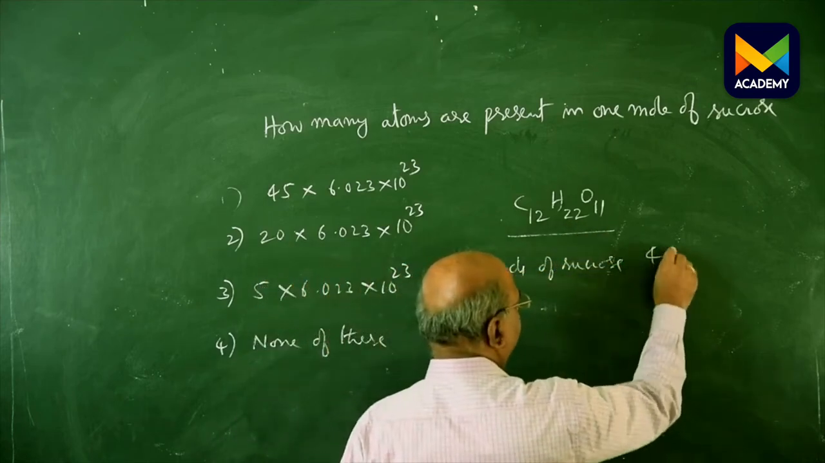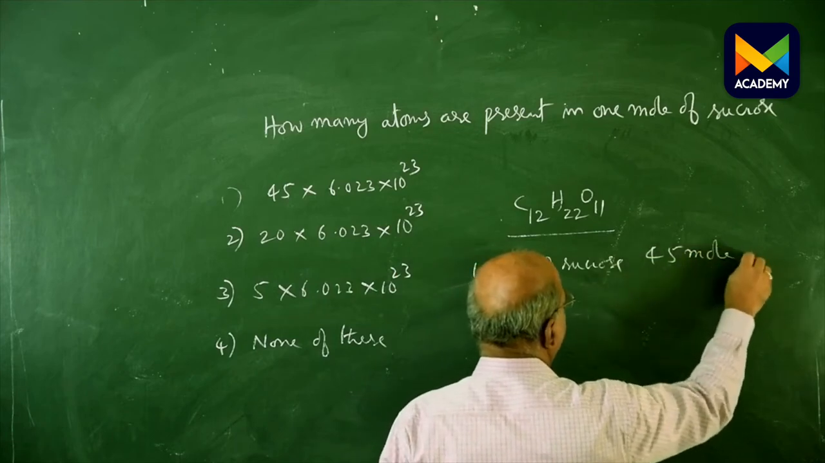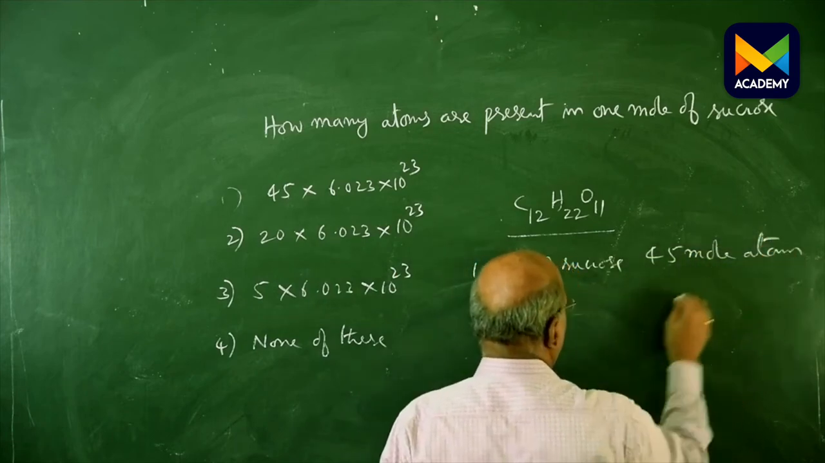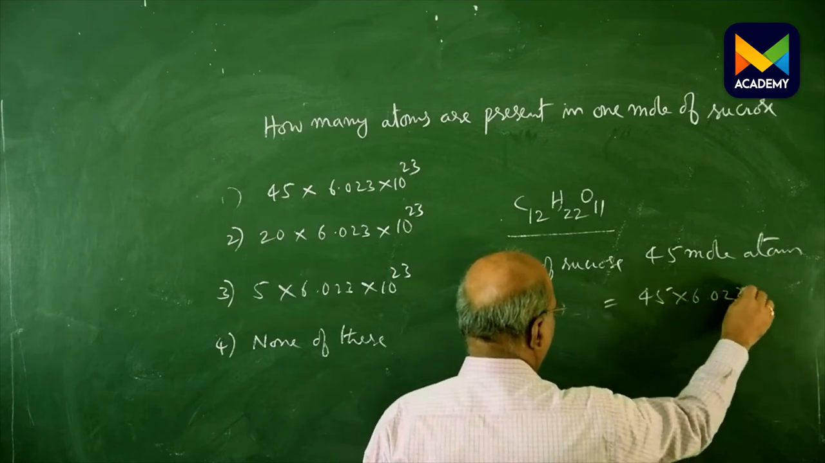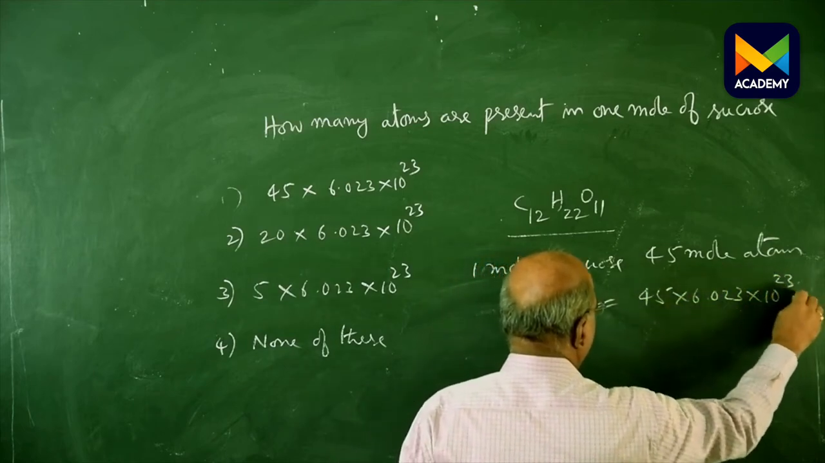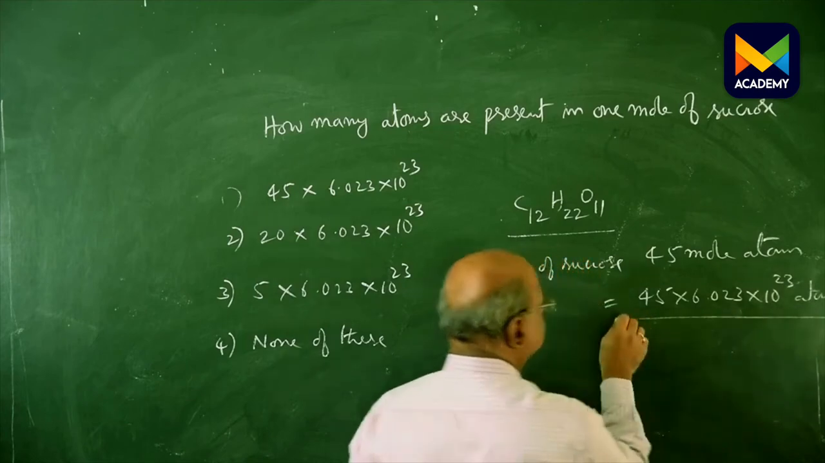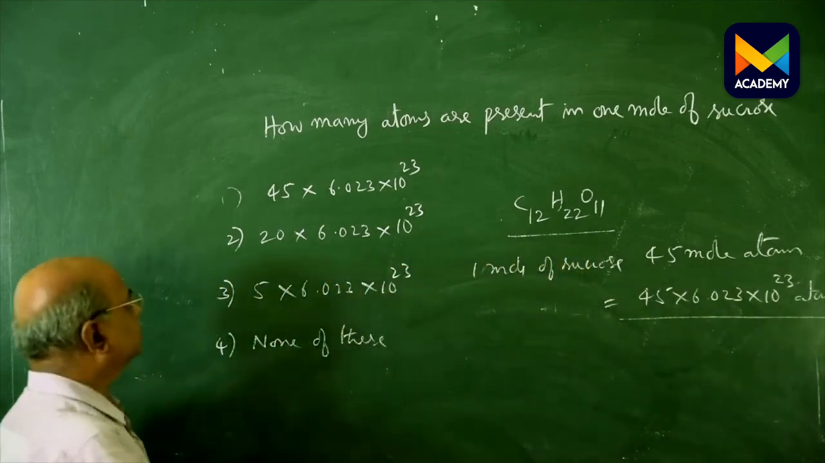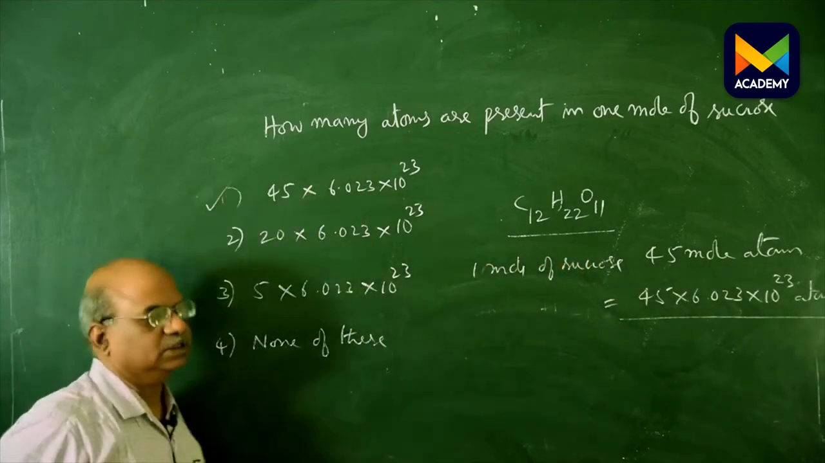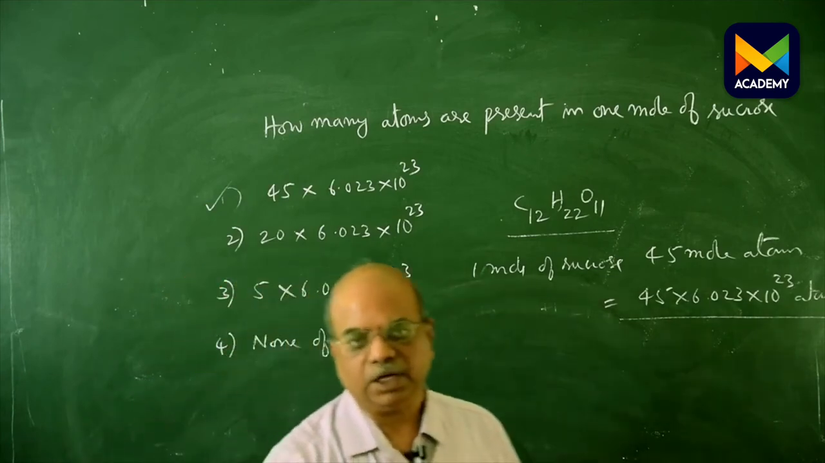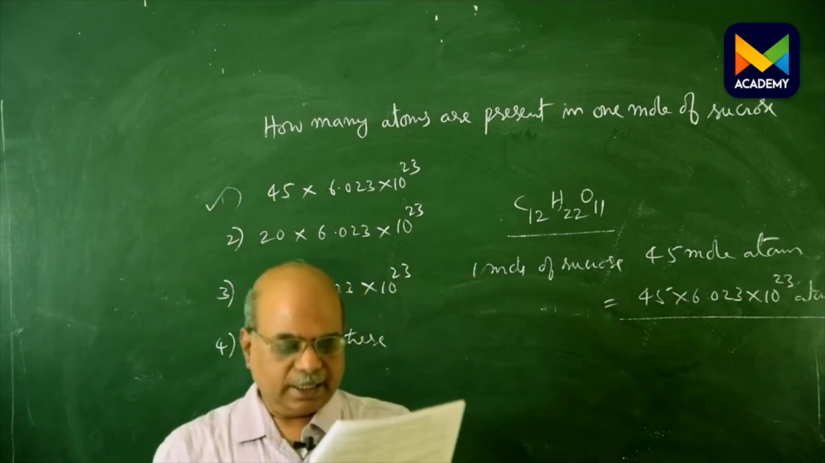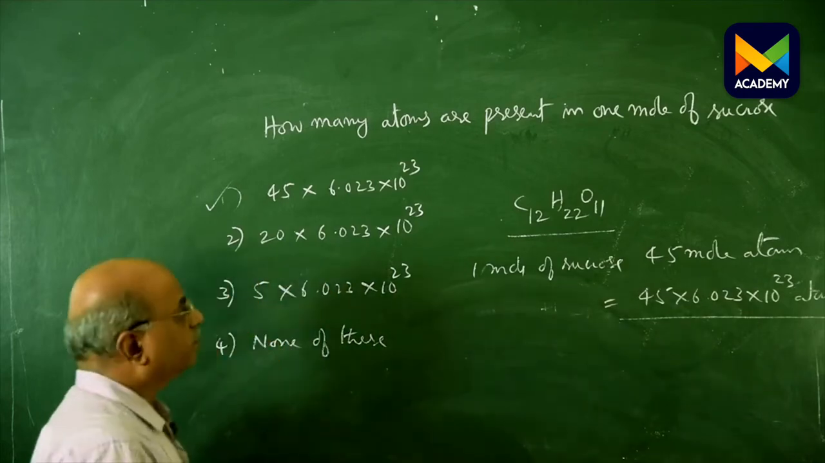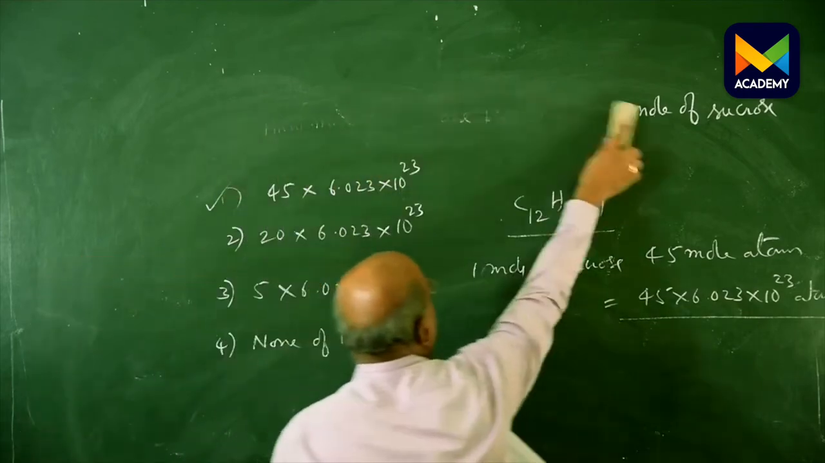So 45 mole atoms. And we know that 1 mole is equal to 6.023 into 10 power 23 atoms. So therefore this must be the right answer for that. So 45 into 6.023 into 10 power 23 atoms. Right. Let us go for another question.